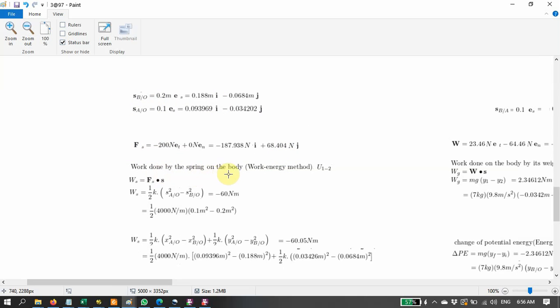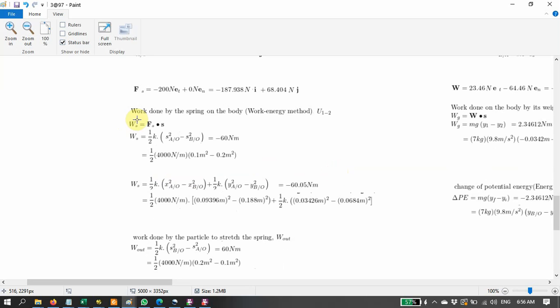So the work done by the spring on the force, using the work energy method, U12. Using the definition of scalar product, we can evaluate that the work by the spring is equal to half the spring stiffness, and then we have the total spring force after the body has been stretched, minus that at the final state, so we get minus 60 newton meters. And from here we can evaluate the work by the spring.